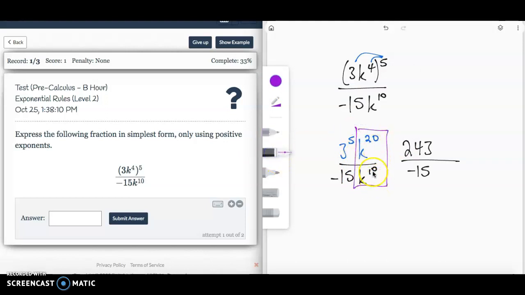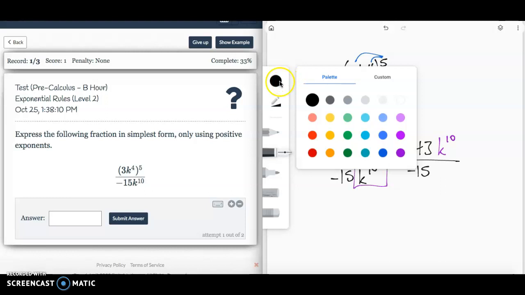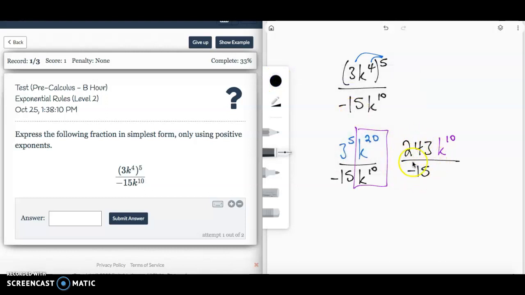So where do I have more k's? On the top. How many more? 10. So I'll end up with 10 k's on top. And the last thing you want to double check is your 243 divided by negative 15 to see if that reduces at all. And it does. I just might have to get out my calculator to check on it. And your 243 over negative 15 reduces to 81 over 5.